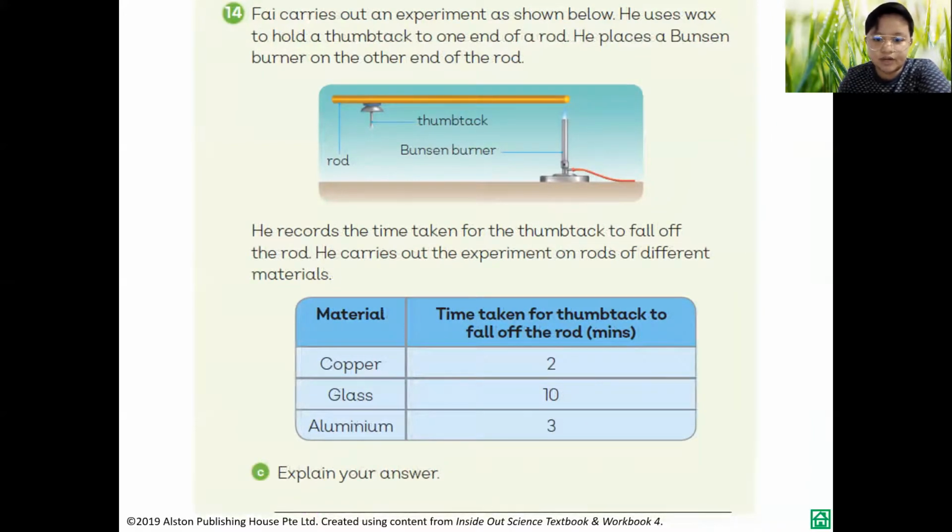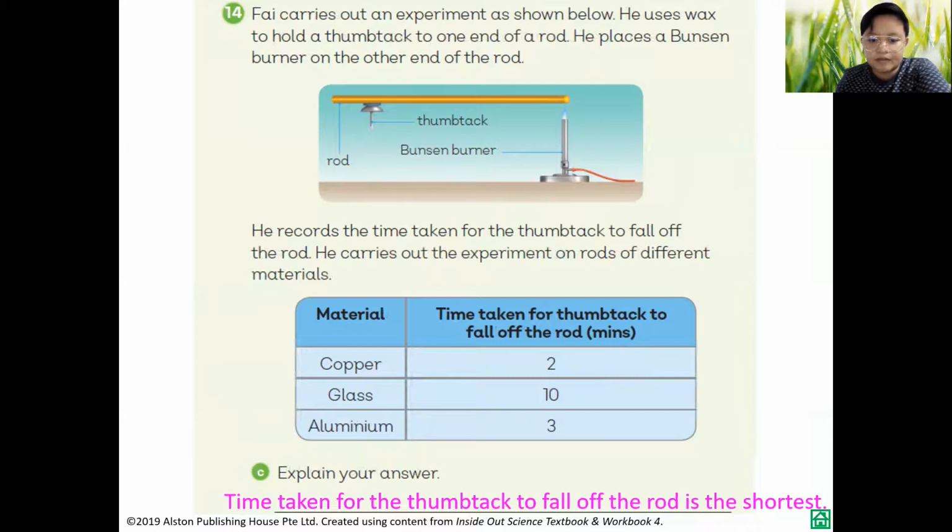Letter C of number 14. Let's explain your answer. The time taken for the thumbtack to fall off the rod is the shortest. Yes, it is the shortest time. Only 2 minutes, compared to aluminum, 3 minutes, and glass, 10 minutes.